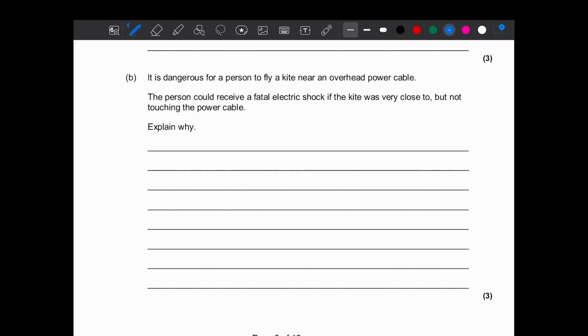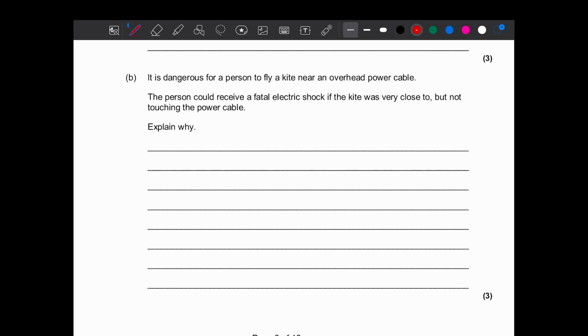This question came up last year, so it's well worth attempting. Pause the video now if you'd like to try it. Okay, we're going to start just by explaining how the kite might conduct a charge in the first place, like how the electricity or charge might travel from the power cable over to the kite.